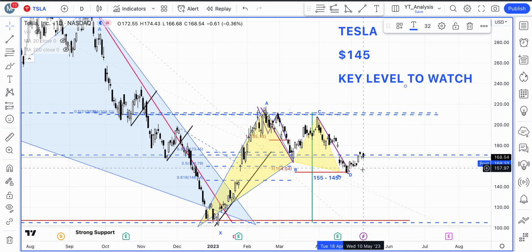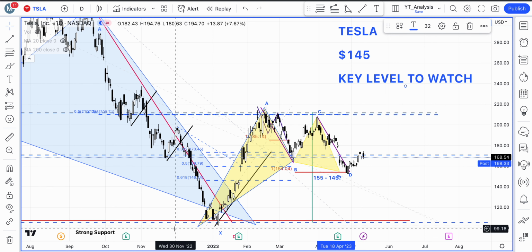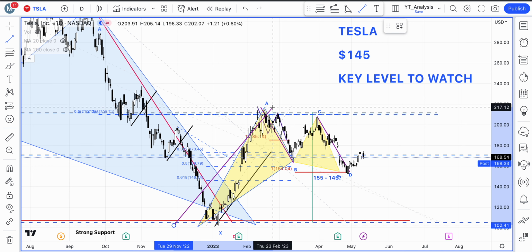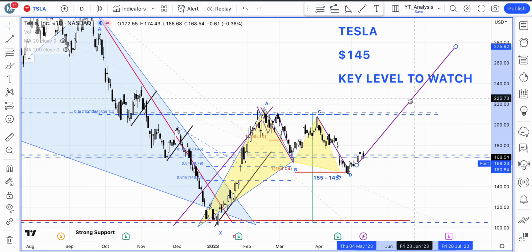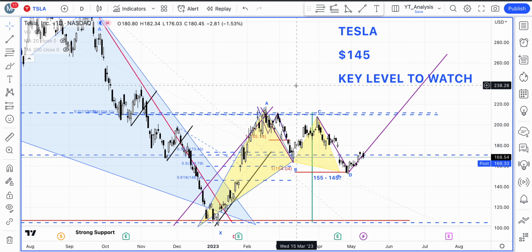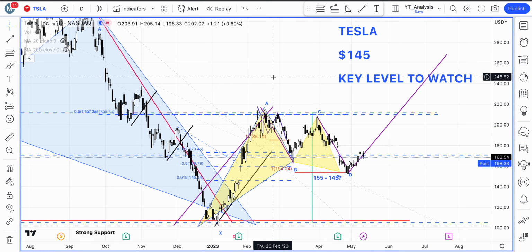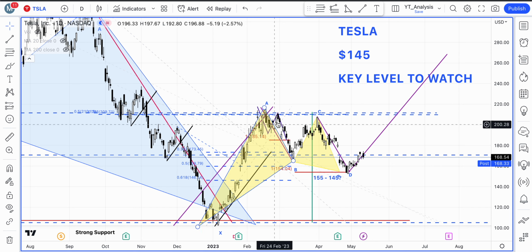So it seems to have actually respected this level fairly well, and the price is slowly but surely creeping higher. And as long as this low is maintained, there is a pretty good chance that we might actually be in the early stages of this pattern formation of ABCD. So let's take this. There we go, which could in fact take the stock to as high as $270 per share level, roughly speaking.